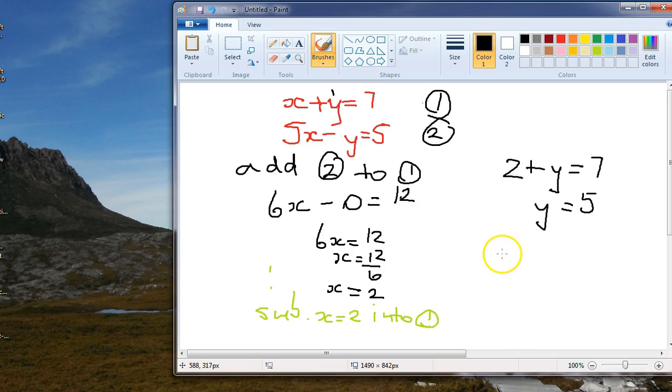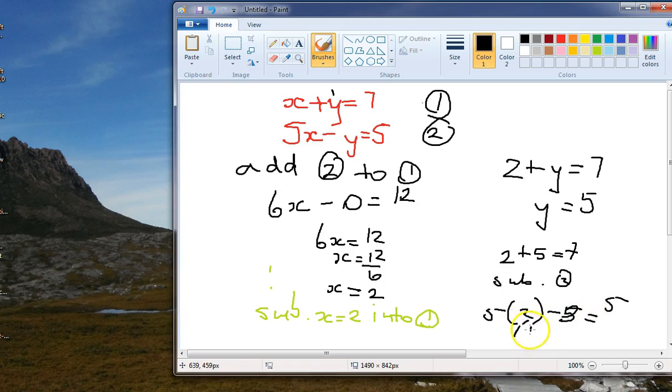And we can test that by putting them both into the equation. Again, I'll substitute it into 1. 2 plus 5 equals 7. But the big test is actually to do it into equation 2. So you end up with 5 times 2 minus 5 equals 5. 10 minus 5 equals 5. So we know that that is a correct answer.